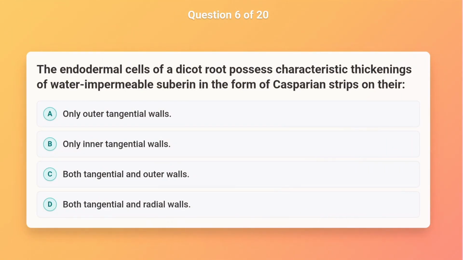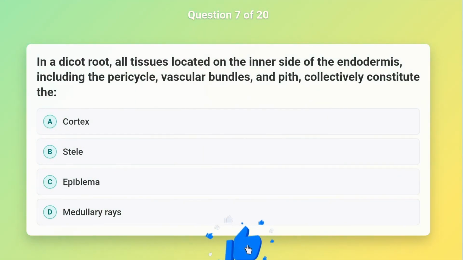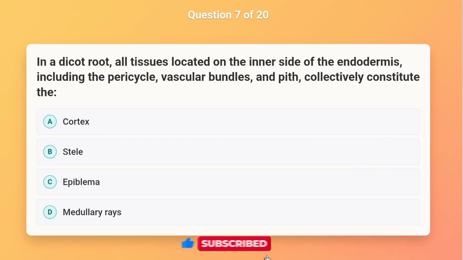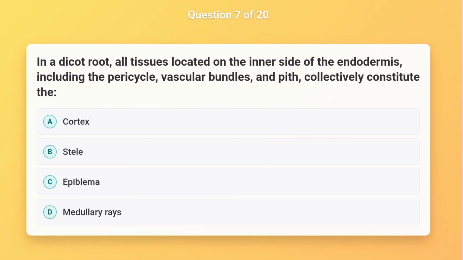The endodermal cells of a dicot root possess characteristic thickenings of water-impermeable suberin in the form of Casparian strips on their both tangential and radial walls. In a dicot root, all tissues located on the inner side of the endodermis, including the pericycle, vascular bundles, and pith, collectively constitute the stele.